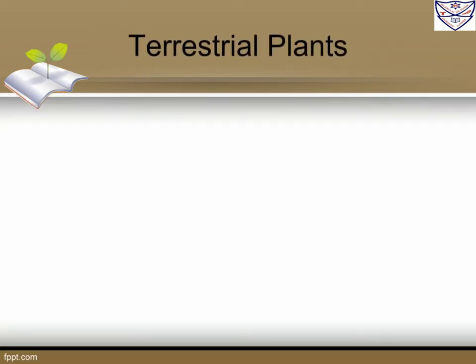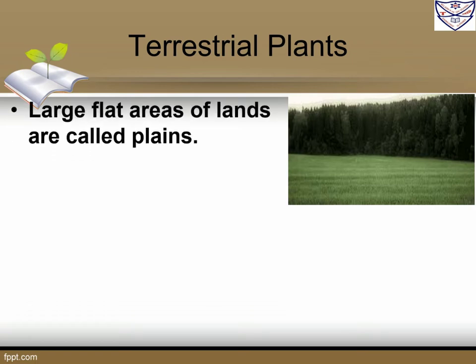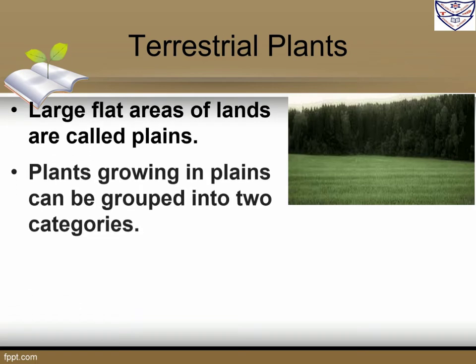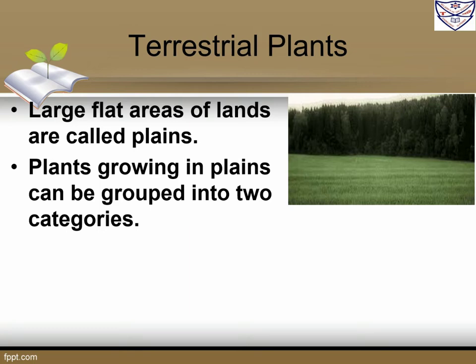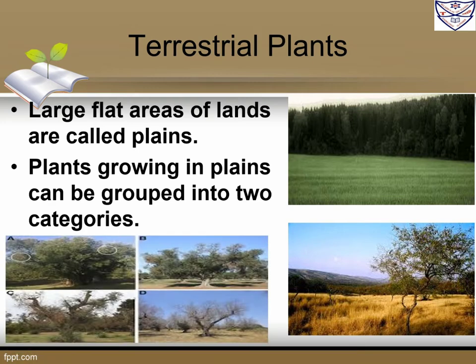Terrestrial plants. Plants that grow on land are known as terrestrial plants. Land has different features like plains, mountains, desert. Some parts receive very heavy rainfall, some medium and some very little. Large flat areas of land are called plains. Lands higher than plains are called mountains and mountain regions are generally cold. Dry land that receives very less rainfall is called desert. In all these areas we find different kinds of plants.